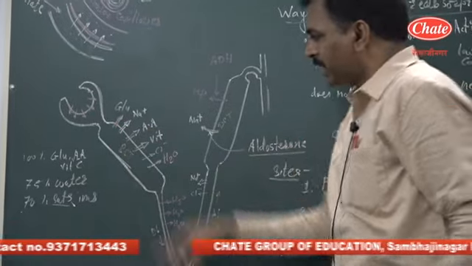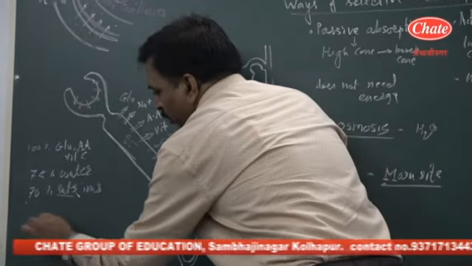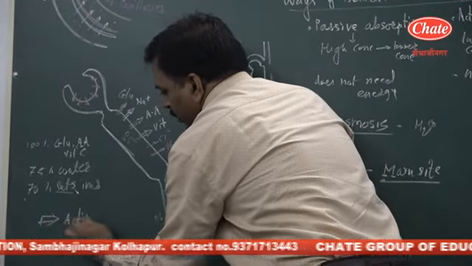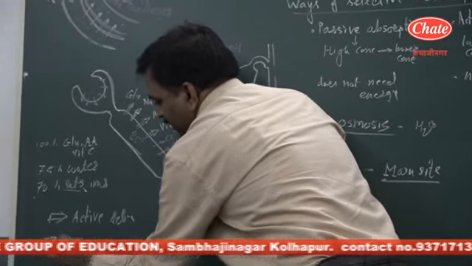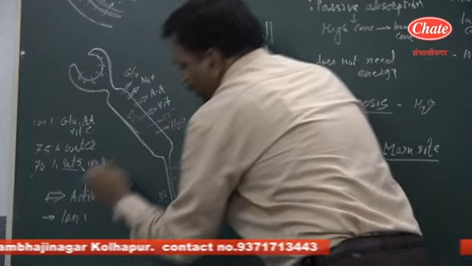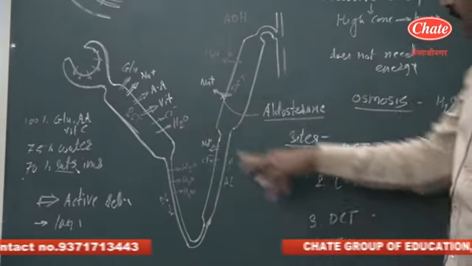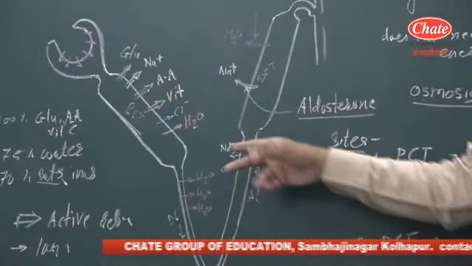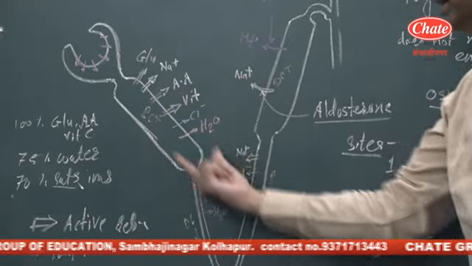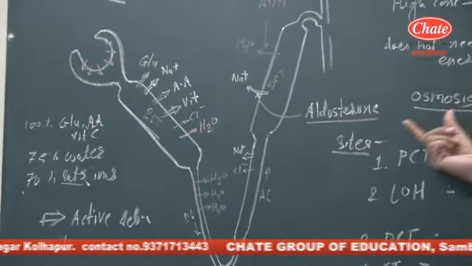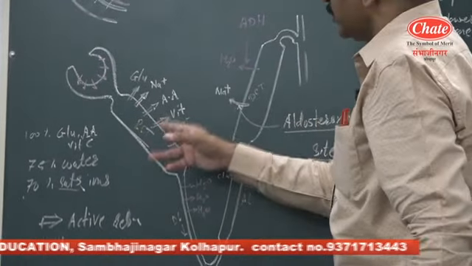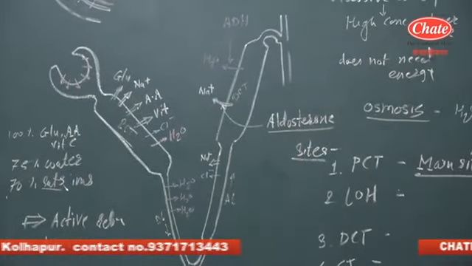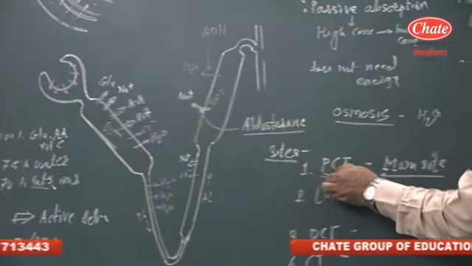This broad arrow indicates active reabsorption, while this other arrow is passive reabsorption. So there is active reabsorption and passive reabsorption, through which the filtrate is processed. Selective reabsorption occurs mainly in the PCT.